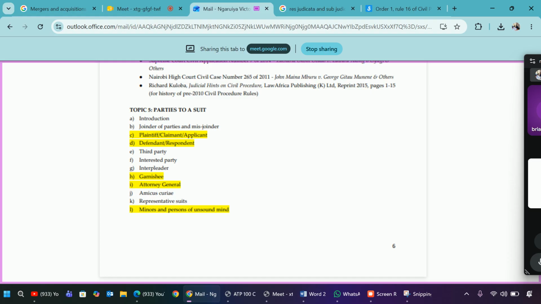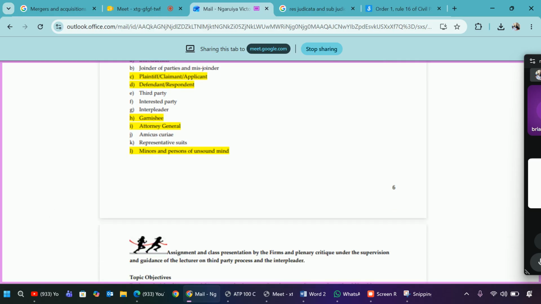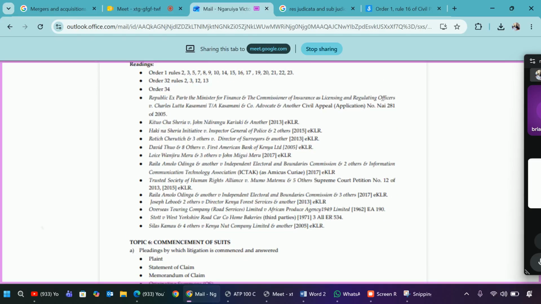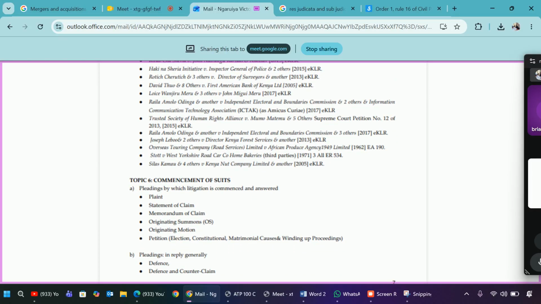But when it comes to the civil litigation part, joinder of parties is allowed, and misjoinder is still allowed because you do an application where you are amending. Okay, so that was what the examiner expected to have covered in topic 5.